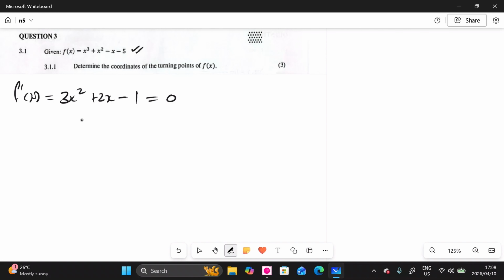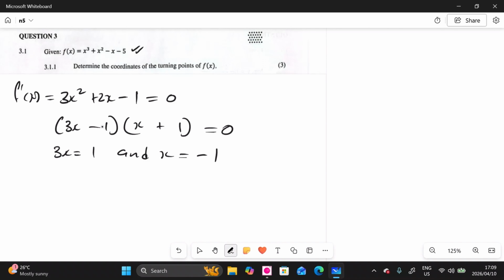When it's like this, we can solve for x by factorization. The factors of 3x squared are 3x and x, because if you multiply 3x and x, you get 3x squared. The last term is -1, and its factors are 1 and 1. Looking at the middle term, we have positive 2x, so the 3x must multiply with positive 1, and the other one is going to be negative. Then we can write: 3x is equal to positive 1, and x is equal to -1.